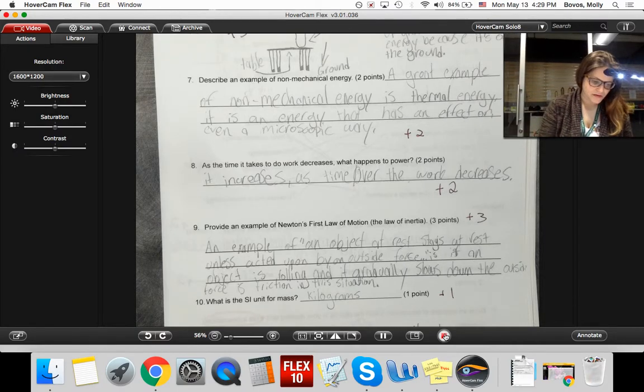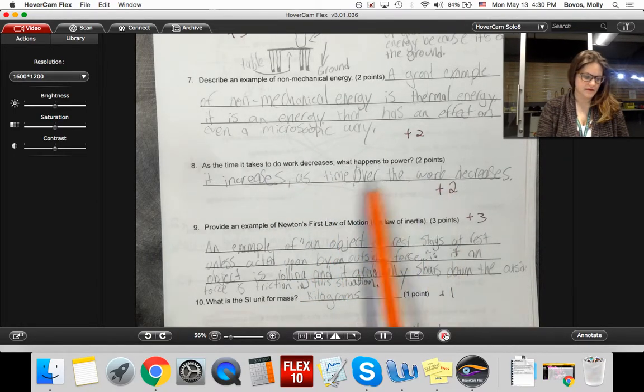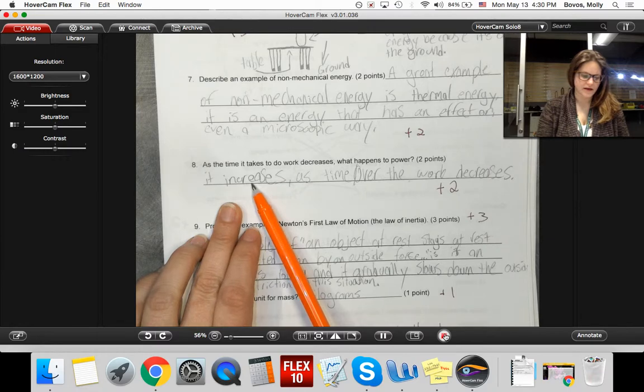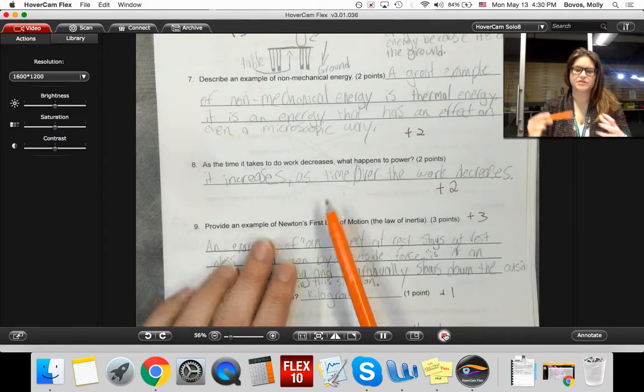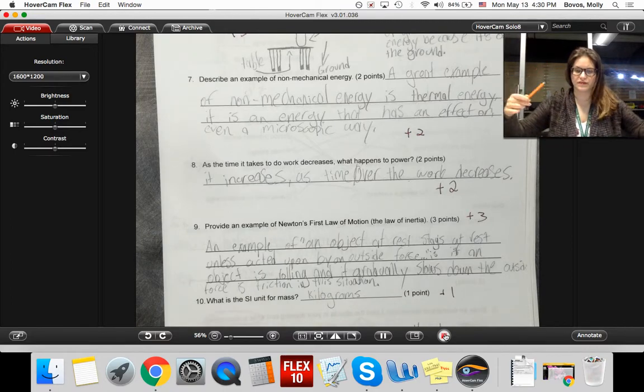Okay, then we have, as the work decreases, what happens to power? The power increases. So as you're trying to do work over a certain amount of time, the faster that you're trying to do that, the more power you need. And the faster you go, that means time is decreasing, but that means the power to get it done, you've got a smaller amount of time that you got to fit it all into. So the power has to increase to be able to get it done really fast as opposed to slowly.